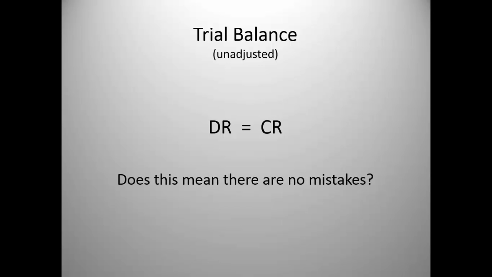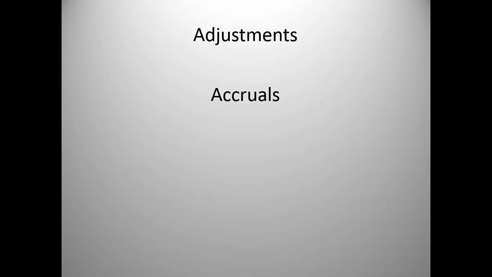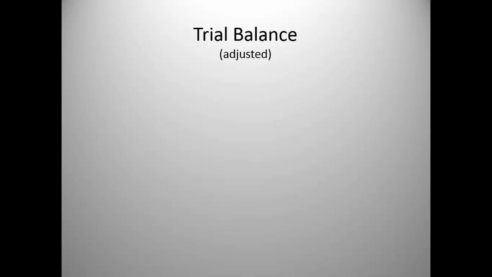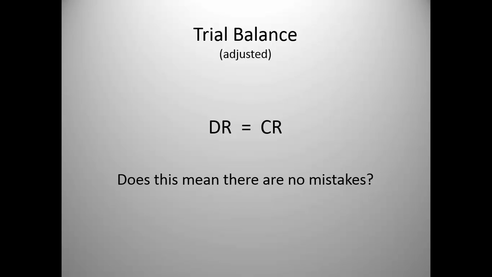Next, the next step is to create a trial balance, and this is your unadjusted, and the purpose is just to make sure debits equal credits, but does this mean there are no mistakes? You can still have some mistakes. Then perform your adjustments. There'll be accruals and deferrals, also called prepayments and estimates. Then create your adjusted trial balance, again to make sure debits equal credits. Does this mean there's no mistakes?